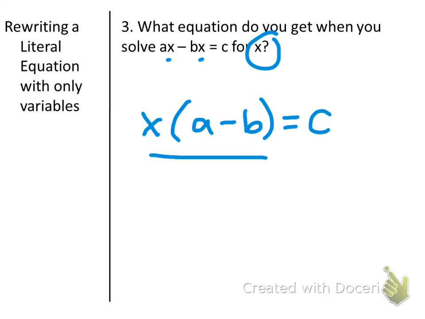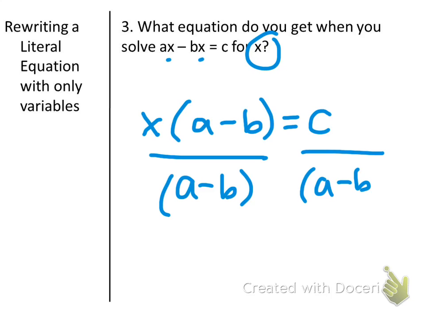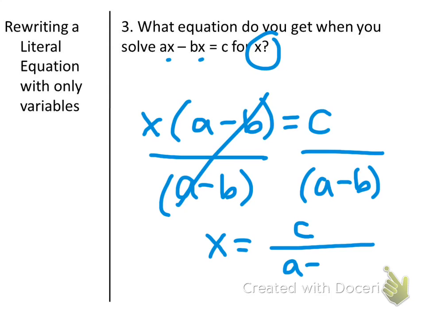Now I'm going to divide by a minus b, and this stays together. This is a quantity. And whatever I do to one side of the equation, I do to the other. So if I divide on this side, I divide on the right side. So now I have x equals c divided by a minus b. And that is our solution.